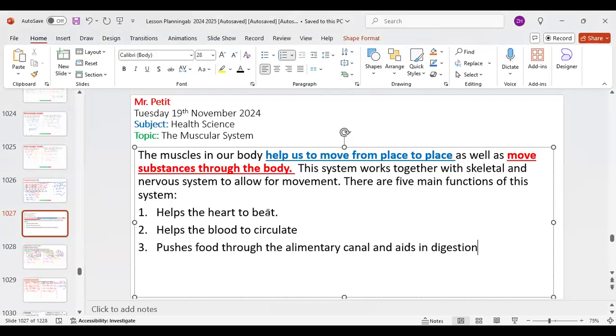Then, how about in reproduction? It helps what? It helps to push. Helps to push babies, what? Through the birth canal. Without muscles, that's not gonna happen. And finally, it helps with breathing.